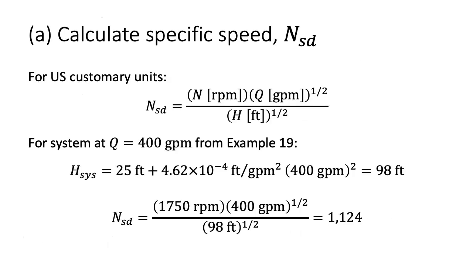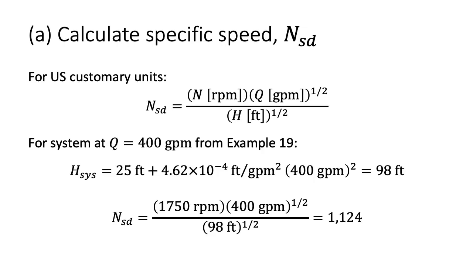For Part A, calculate the specific speed in customary units for the system operating at a flow rate of 400 gallons per minute and using a pump operating at a speed of 1750 revolutions per minute. To begin, we recall the definition of the specific speed as shown, which is a parameter that compares the operating speed to the operating head. If a consistent set of units are used, the specific speed will be dimensionless. However, the units will not cancel if it is calculated using the customary units that are also shown.